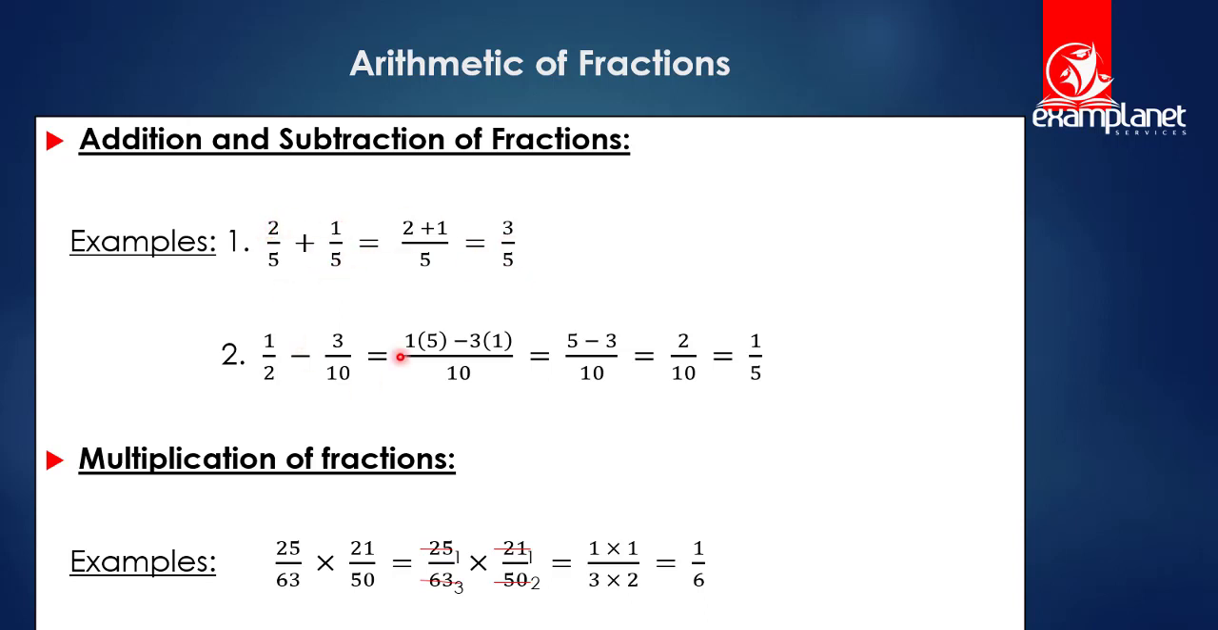That's all. Now, if I look at example 2, 1 over 2 minus 3 over 10. Here, the denominators are not the same. This is 2, this is 10. So we need to find the LCM of 2 and 10. That is the smallest number that 2 will divide and 10 will also divide.